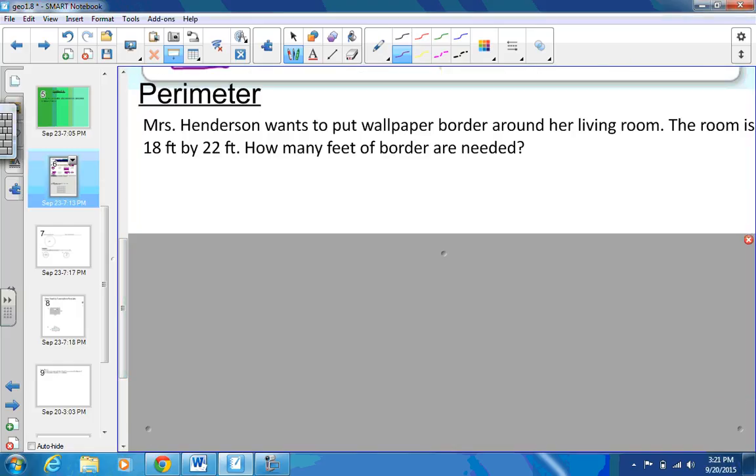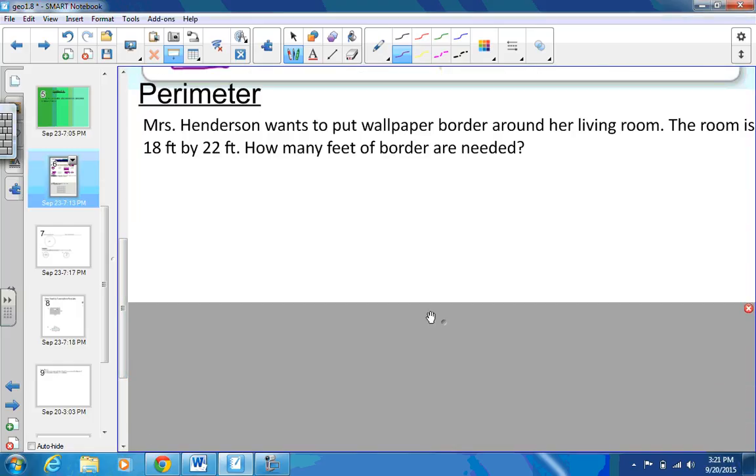All right, let's do some stuff with the perimeter. Here we got one example. I think this one is in your notes. It says Mrs. Henderson wants to put wallpaper border around her living room. The room is 18 feet by 22 feet. How many feet of border are needed to go around the living room? So we're dealing with perimeter here. So what is the perimeter? Well, draw a picture. That's what I would do. So if I draw a picture, the shorter legs are going to be 18 feet.